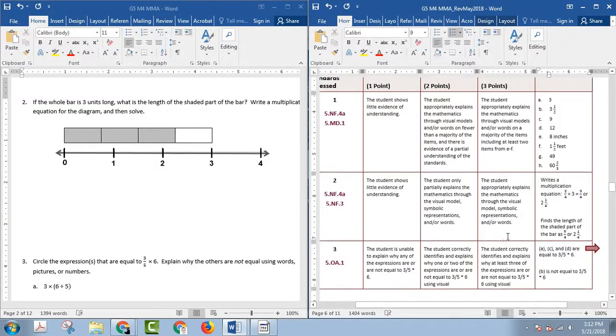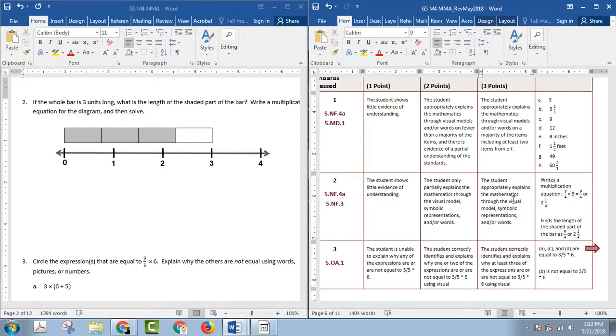Okay, so in this case, for the 3, the student appropriately explains the mathematics through the visual model, symbolic representations, and words. So we want students to appropriately explain the math here. What are they doing and why? In symbols, representations, and words. So if a kid just writes 2 1/4 and nothing else, we have no idea what they're doing. We don't know what they're thinking. They could have just copied that from someone next to them, whatever. We want to see their thought process.